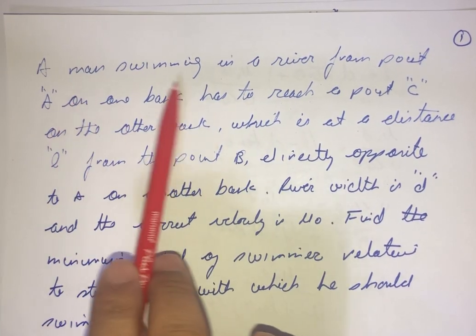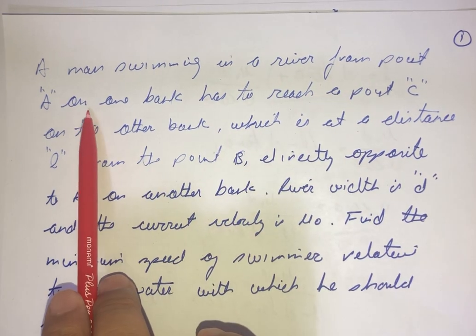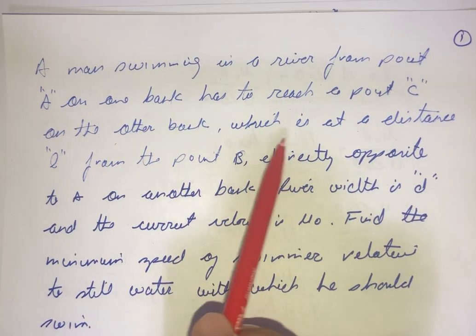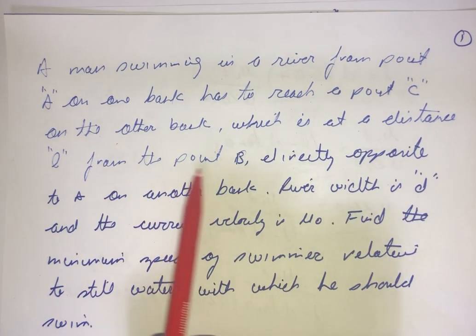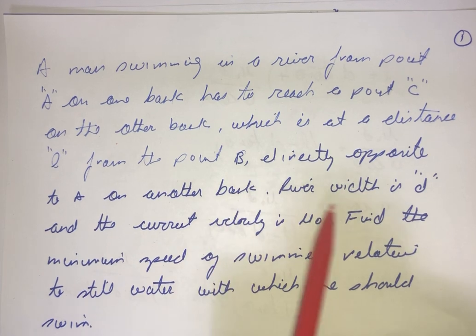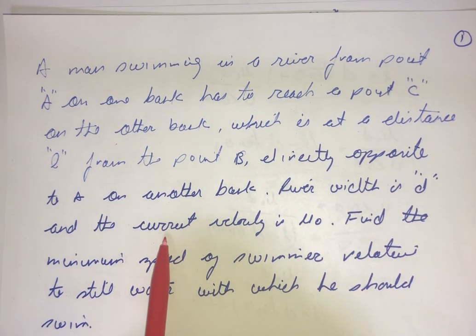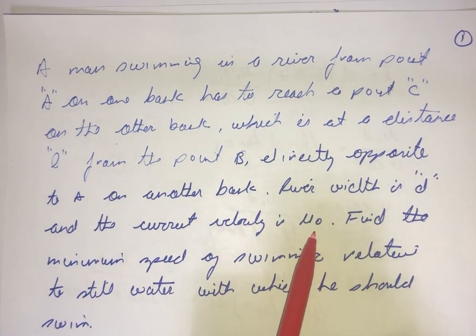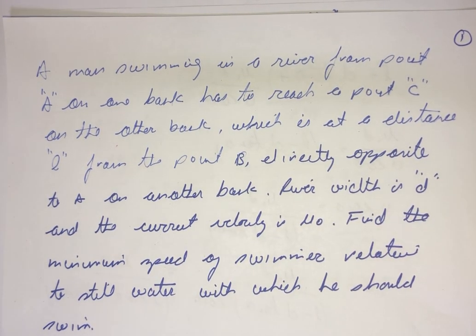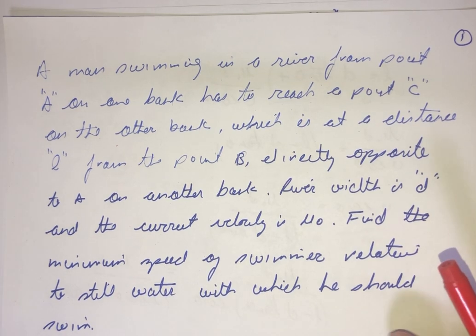In this question, a man swimming in a river from point A on one bank has to reach a point C on the other bank, which is at a distance L from point B, directly opposite to point A on the other bank. River width is D and current velocity is u naught. Find the minimum speed with which the swimmer relative to still water should swim.